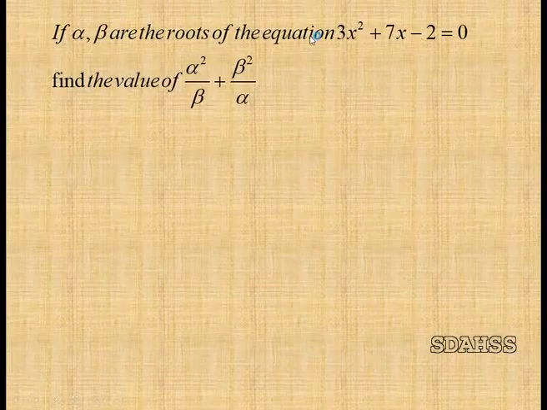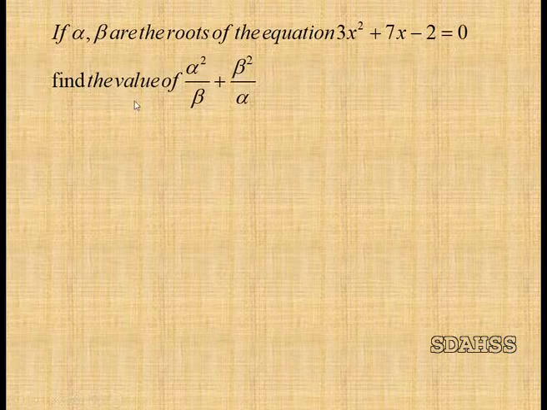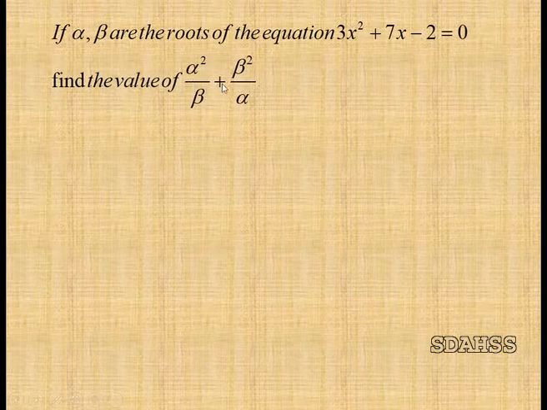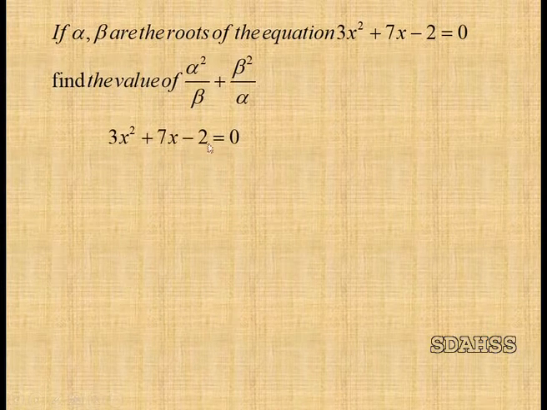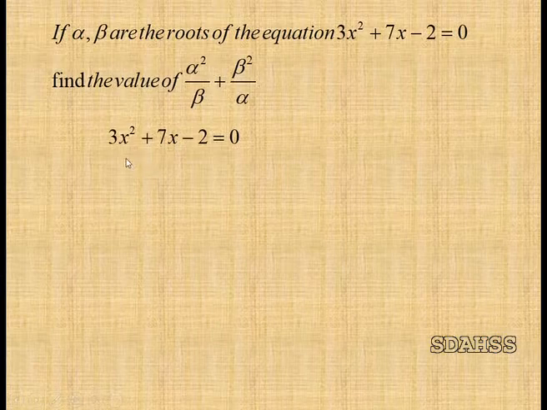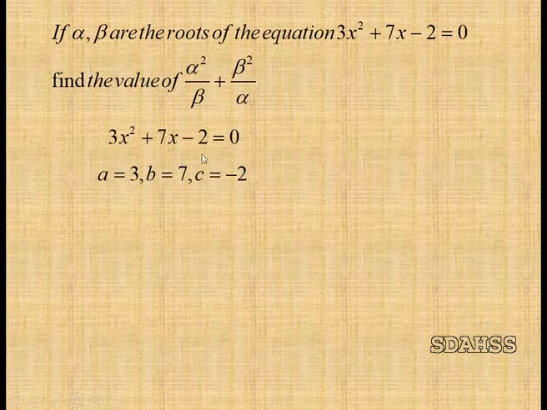If alpha and beta are the roots of the equation 3x² + 7x - 2 = 0, find the value of alpha²/beta + beta²/alpha. Consider the given equation 3x² + 7x - 2 = 0. This equation is of the form ax² + bx + c = 0, so a = 3, b = 7, c = -2.